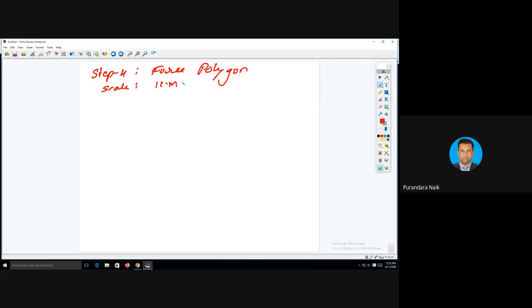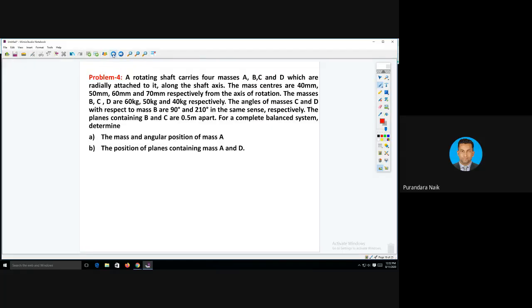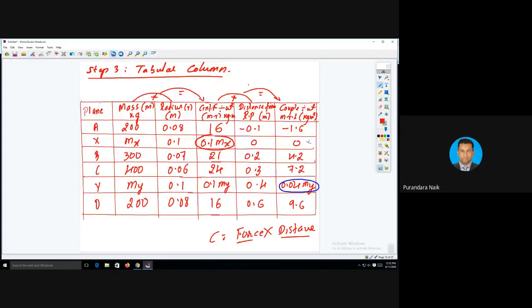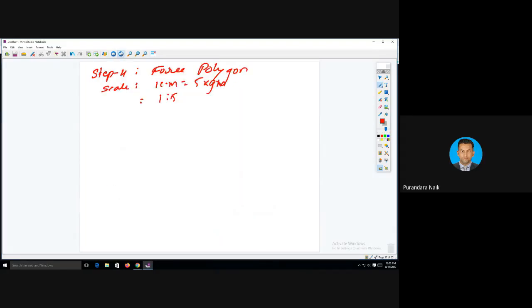1 centimeter is equal to 5 kg meter, or it is considered as a 1 is to 5 scale. Okay, first one, if you see the table, we have 16 for mass A. Centrifugal force due to mass A is 16, positive 16. We will mark it.